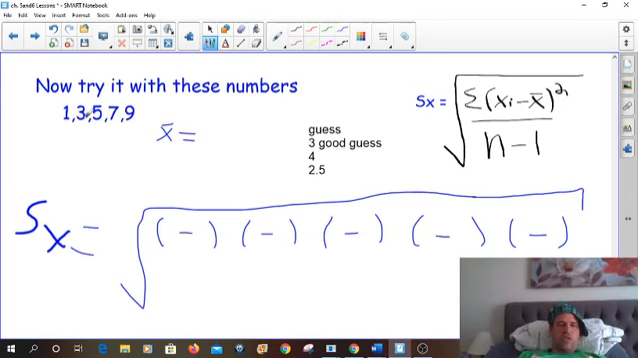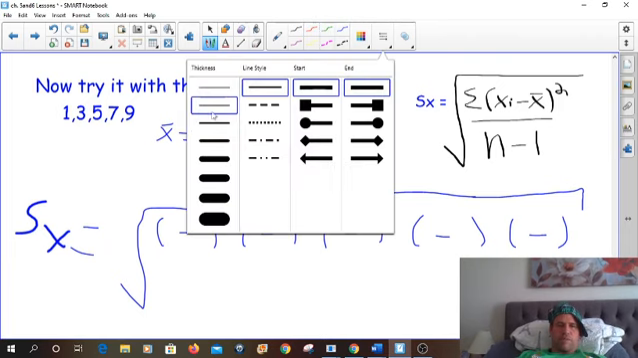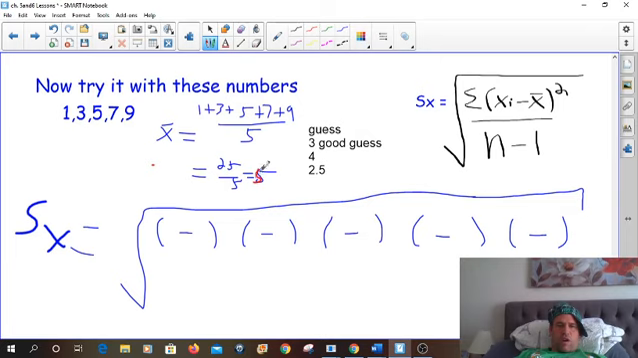So 1 plus 3 is 4. And then 4 plus 5 is 9. Plus 7 is 16. Plus 9 is 25. So we have 5 numbers that add up to 25 divided by 5. And that 25 divided by 5 is just 5. Okay, so our average in red is 5. So let's go ahead and do that to make it red. Our x bar is 5. So that 5 is going to go here, here, here, here, and here.